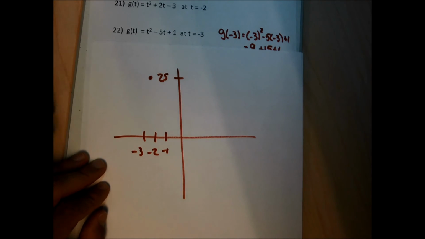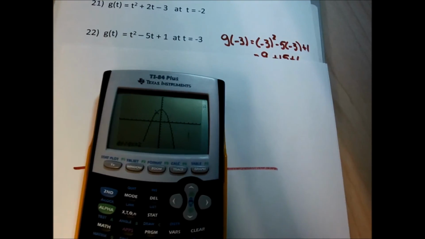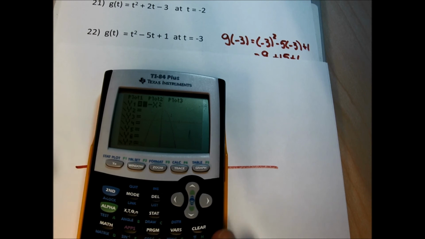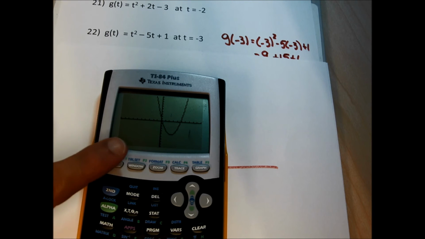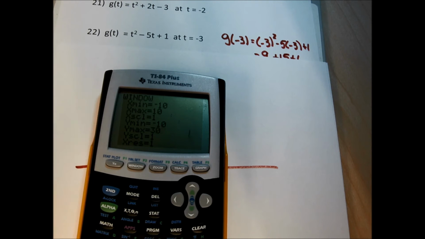I'm also going to find the vertex. So I'm going to go y equals, clear, then I get x squared. I can't do t squared. Well, my calculator has a t, but it doesn't mean what you want it to mean. So if I did zoom standard, that's negative 10 to 10 on the x's, negative 10 to 10 on the y's. I need to make my y taller, so I'm going to make my y max up to 30. And that's going to be adequate enough for this particular graph.